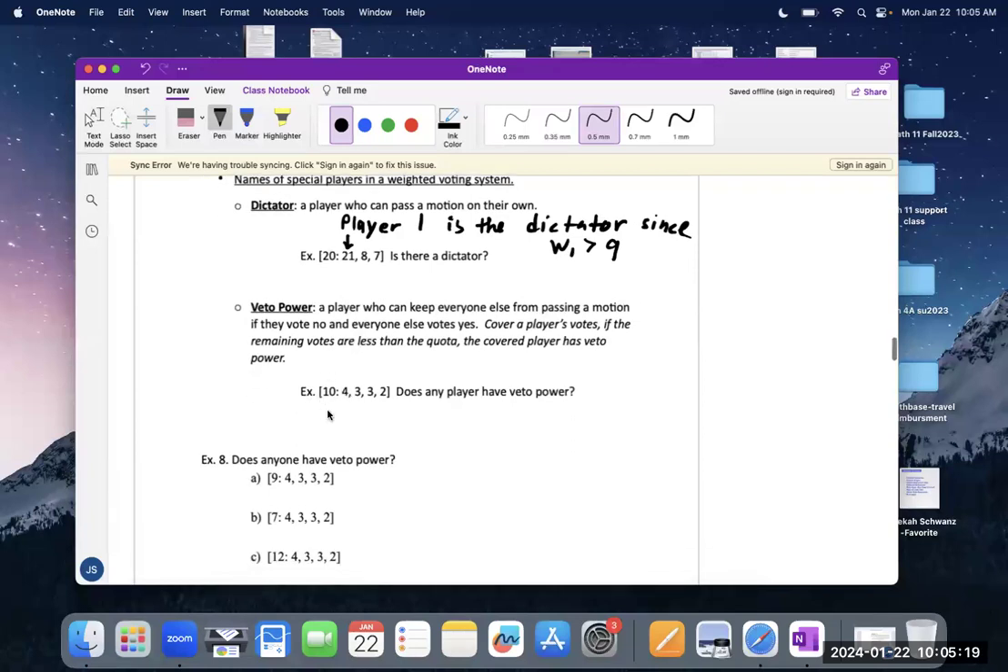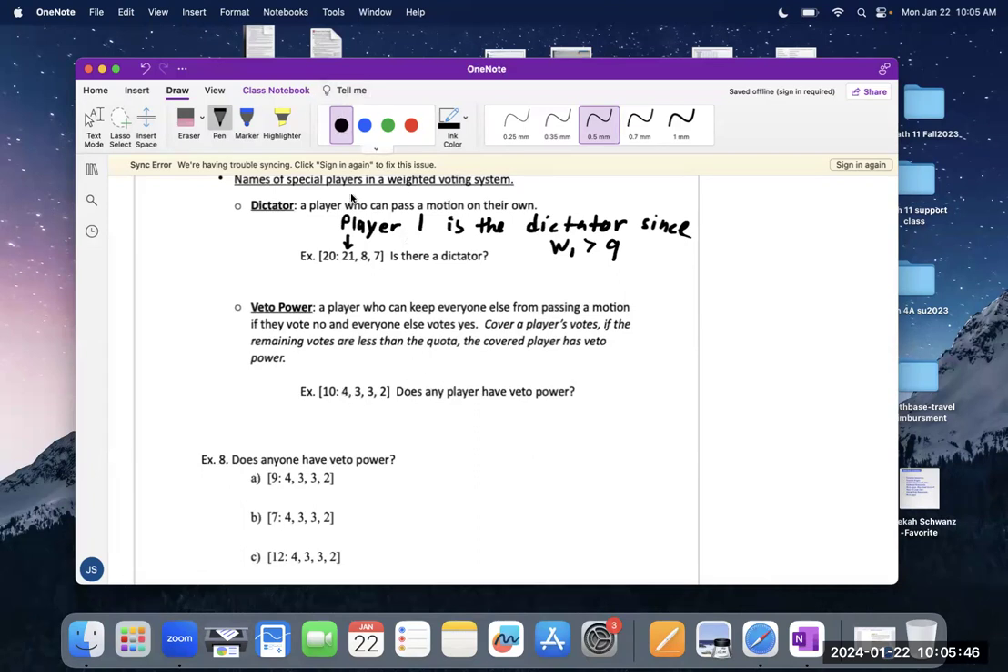So let's consider the weighted voting system. The quota is 10. Player 1 has four votes, a weight of 4. Player 2 has a weight of 3. Player 3 has a weight of 3. And player 4 has a weight of 2. Okay. Anyways, we cover up.